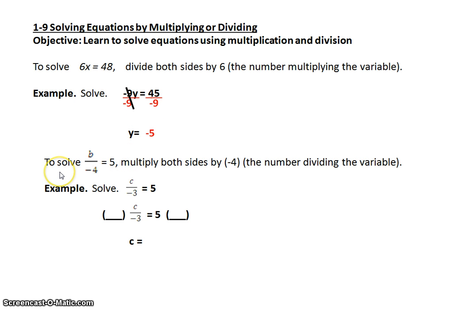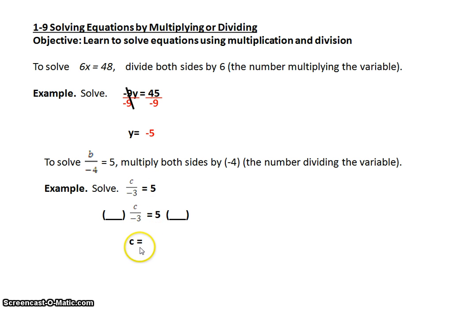Now, if in the equation the variable is being divided by a number, we will use the inverse operation of division to simplify the left-hand side. So multiply both sides in this equation by a negative 4. Now let's take a look at the example. c divided by negative 3 equals 5.